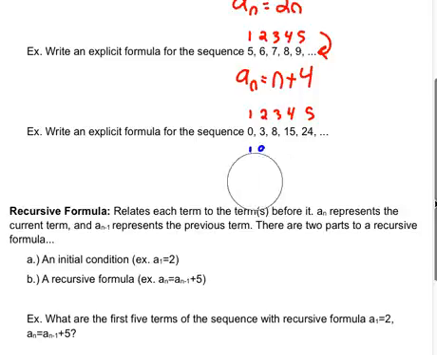Look at how close they are to those numbers, okay? Those numbers should be very familiar to you after doing chapter 6, okay? Those are the perfect squares, okay? So I'm just taking the position and squaring them.